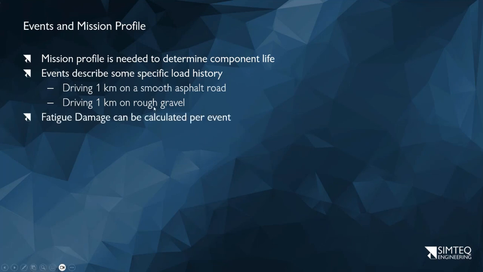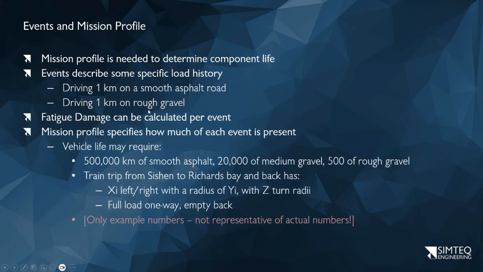We can then calculate the damage for each of these events, but then we have to specify some kind of mission profile that says, for argument's sake, and please don't quote the numbers, this is just thumbsuck numbers. Let's say I've got a small passenger vehicle that I want to design. I may want to qualify so that it can drive 500,000 kilometers over smooth tar roads effectively, 20,000 kilometers of medium or easy gravel kind of roads, and then possibly 500 kilometers of rough gravel road.